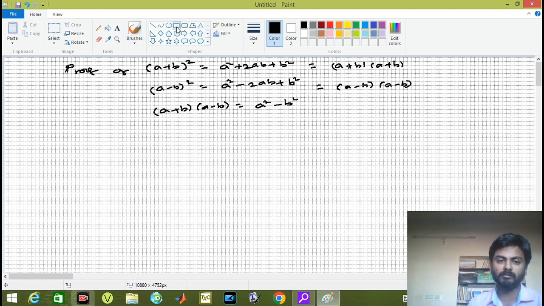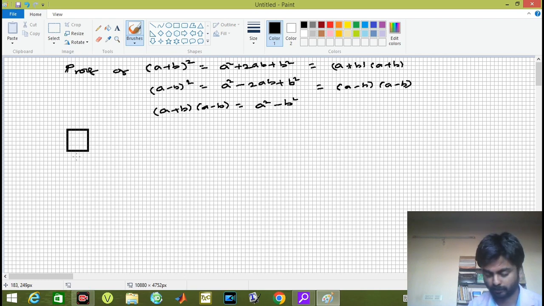Now I am taking a square. The square covers one box, two boxes, three boxes, four boxes, five boxes. So in the row I have 5, and in the column also I have 5. So length equal to 5 and breadth equal to 5.